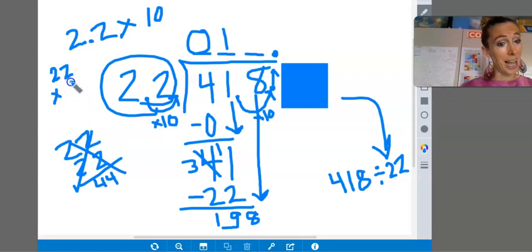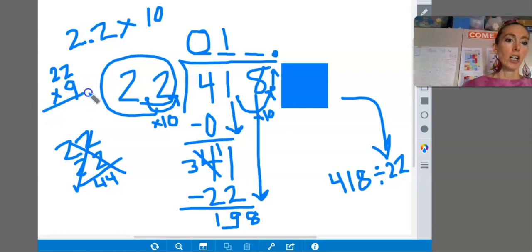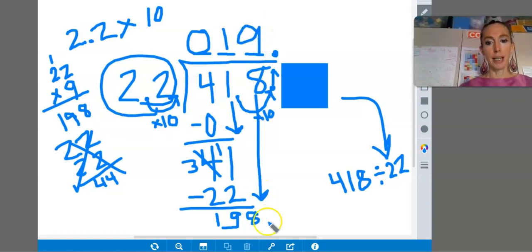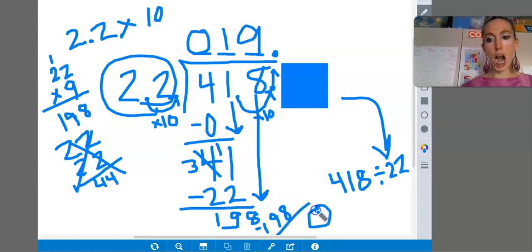So should I go with that? I don't know. Let's see. Let's go with 9. 2 times 9, 18. 9 times 2, 18 plus 1. Oh my God, that worked out nice. So what the heck do we put up here? How many 22s? 9 of them. And that equaled exactly 198. And we're left with nothing.